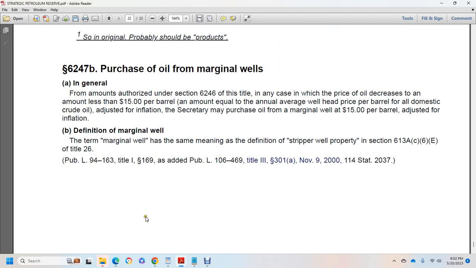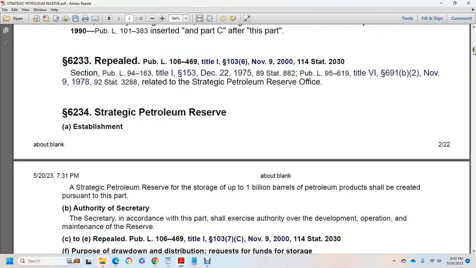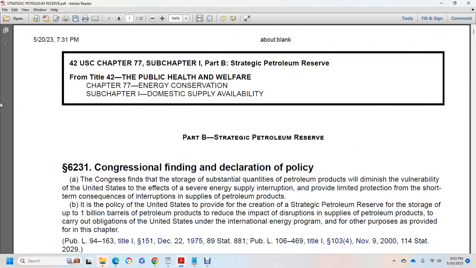613A-C6 of Title 26. And that was not all the amendments and editorial notes, but it was Title 42, U.S. Code, Chapter 77, Subchapter 1, Part B, Strategic Petroleum Reserve.